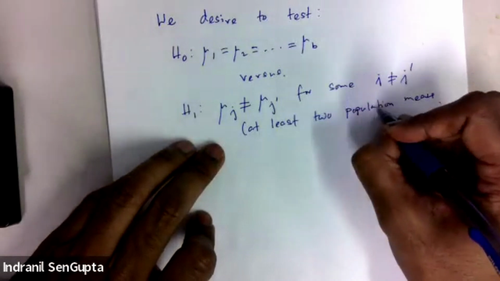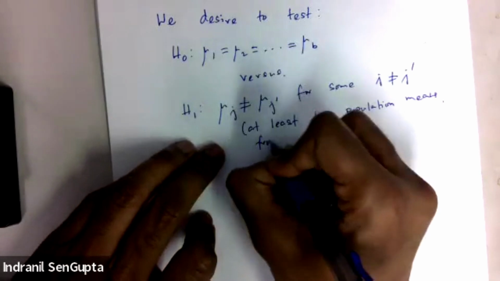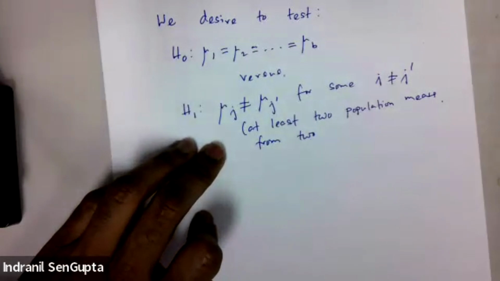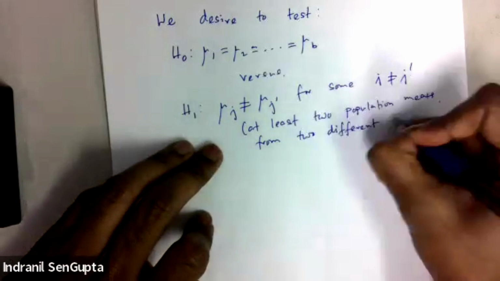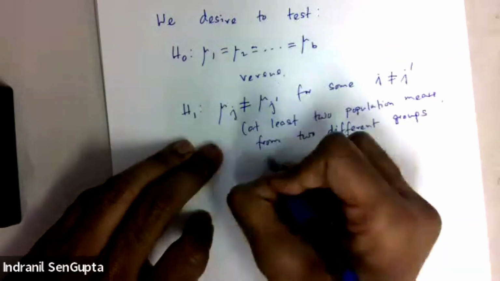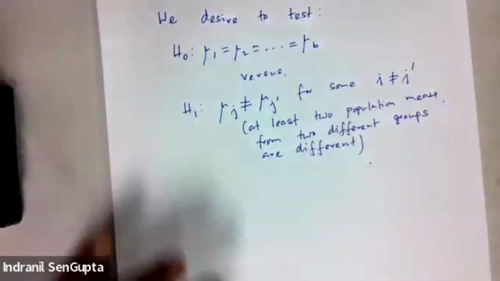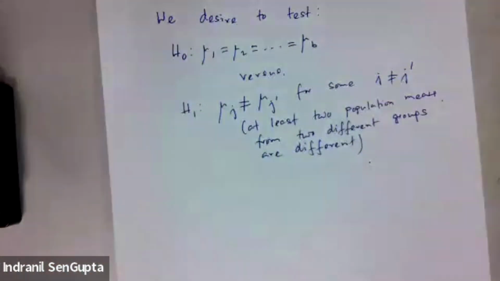I hate to write this population mean. It means means from those two different classes, different groups, are different. So for instance, maybe the mean for M1 is different from the mean for M2 or so on. Any two is different. So that's the idea.